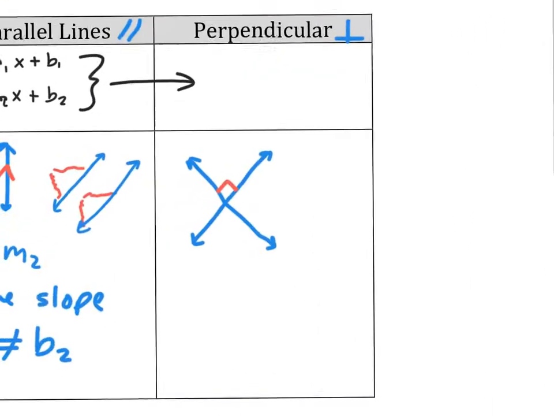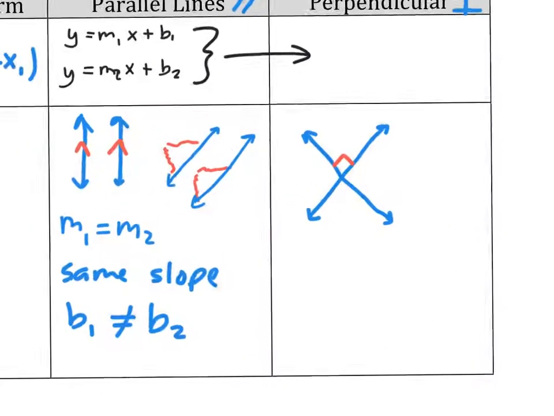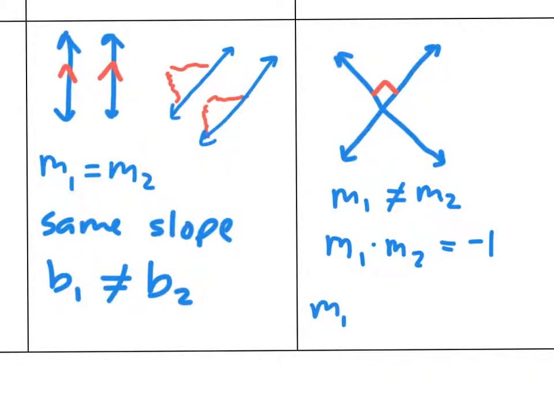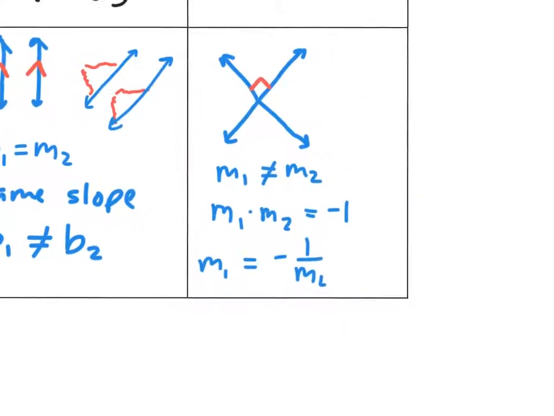Perpendicular lines are going to sound more complicated. Not only are the m's not equal, they have another special relationship. So perpendicular lines, their slopes look like this. One way to describe it is that the product of the slopes is -1. And you're like, what? If you take one slope and multiply it by the other one, you get -1. Another way to write it is that one slope is the opposite reciprocal of the other one. So that's what we're going to focus on.